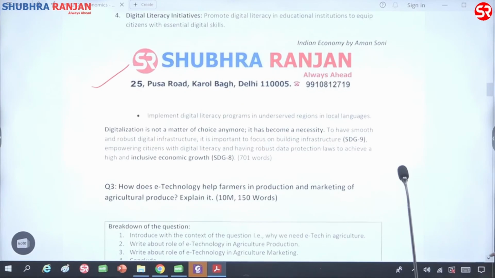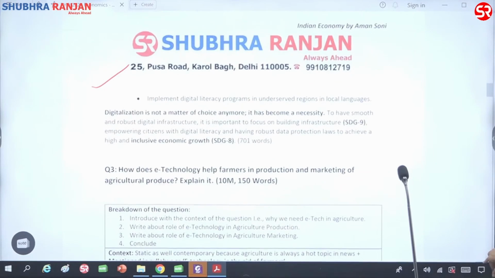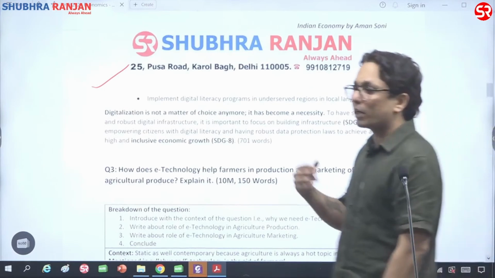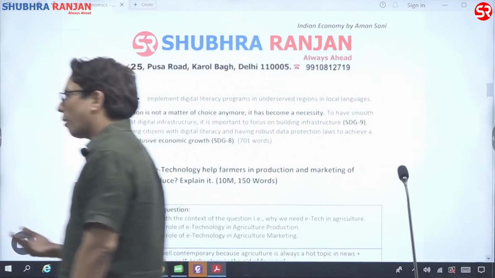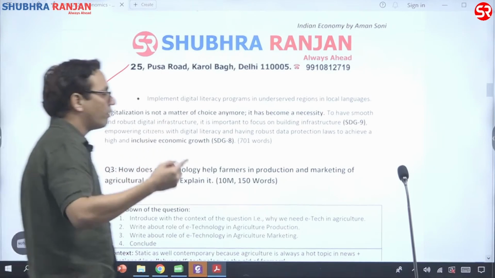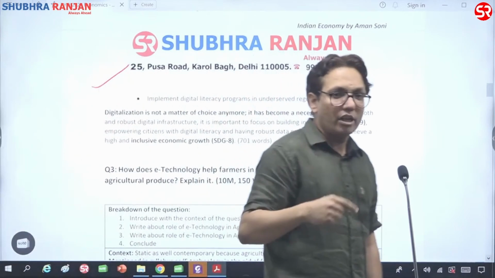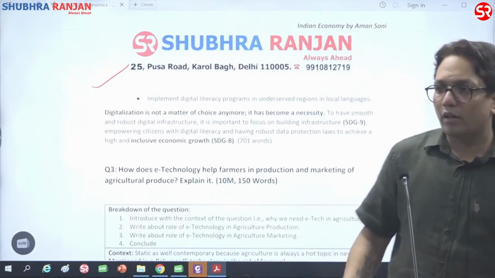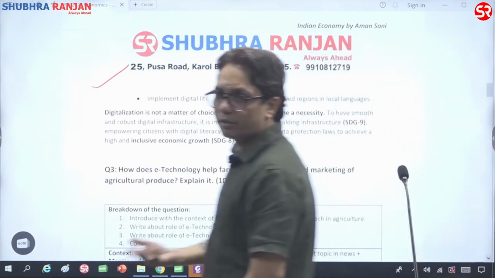And then we come to the way forward. Again, we connect it to the sustainable development goals: digitalization is not a matter of choice, we have to adopt it. Because if we have to adopt SDG goal number 9, which talks about building resilient infrastructure, and if we have to achieve inclusive economic growth, SDG number 8, digitalization is going to help us in this case.